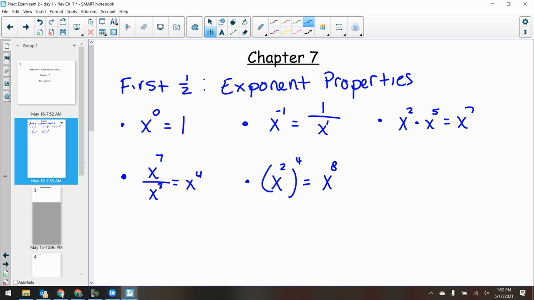So we've got the product property, division property, and power to a power property. There's also the power of a product. Like if I've got a times b to the 3rd power, if I've got two things that I'm multiplying and I'm raising that entire thing to a power, all I need to do is distribute that power. So that would be a to the 3rd, b to the 3rd.